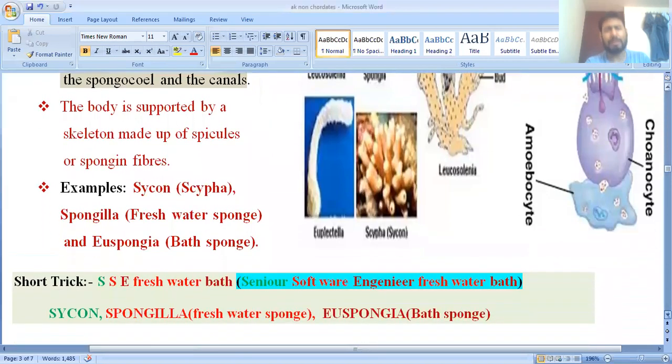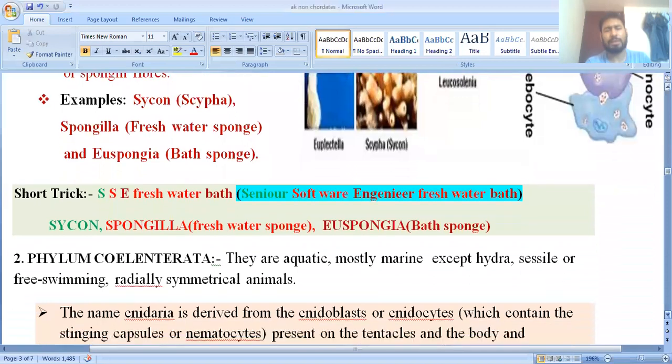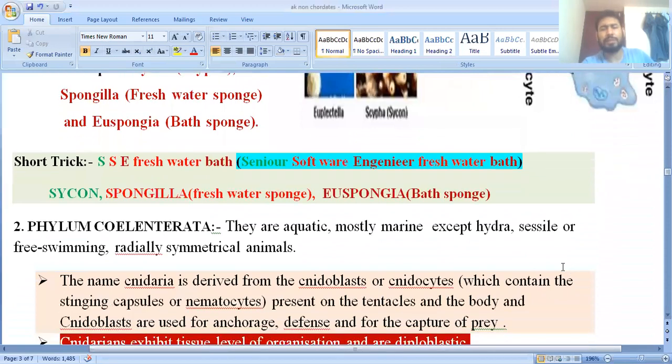Now you will check how you will learn, because there are a number of examples. So I have given a short trick, and with its help you can easily learn. In biology there are many names, and this is not very easy, but if you have a trick or idea, then you can learn. The first sentence of the short trick is: senior software engineer, freshwater bath. This senior software engineer is going to bath, and will bath with fresh water.